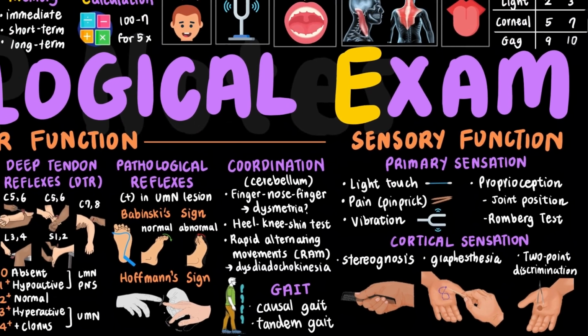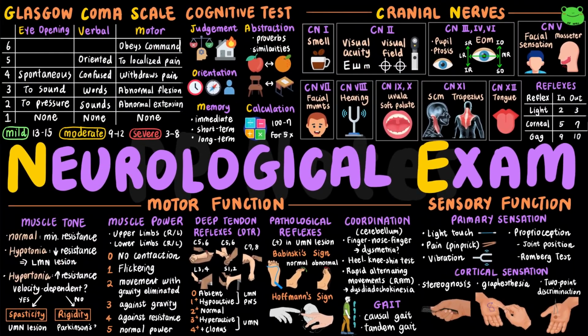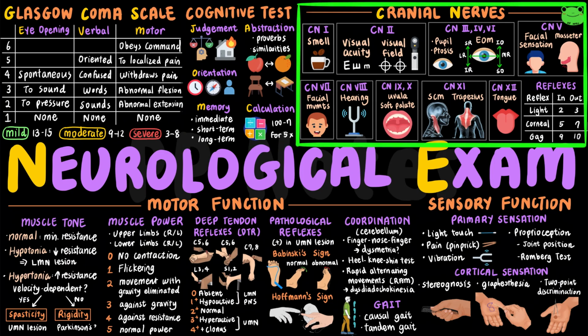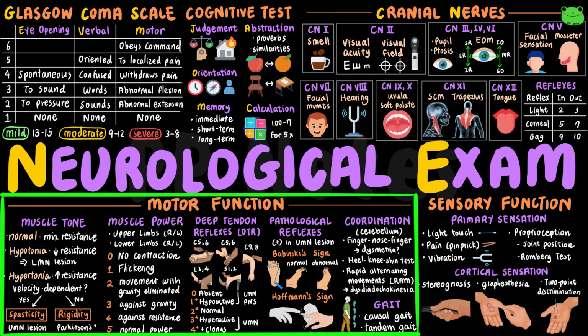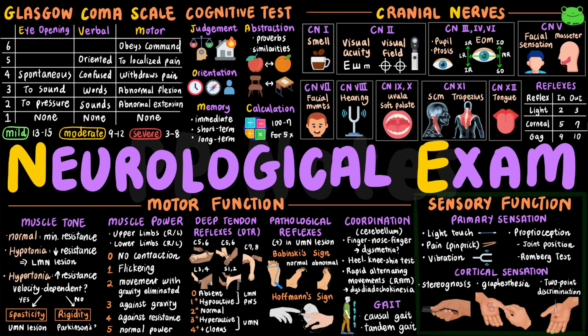And that wraps up our overview of the neurological exam. We started with the Glasgow Coma scale to assess consciousness, then moved on to cognitive tests using the JOMAC framework. After that, we tested the cranial nerves, motor function including tone, power, reflexes, and coordination, and finally the sensory system, covering both primary and cortical sensations. By following this structured approach, you'll be able to perform a thorough neurological exam, identify abnormalities, and localize lesions with much more confidence.